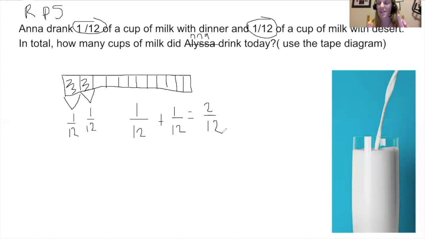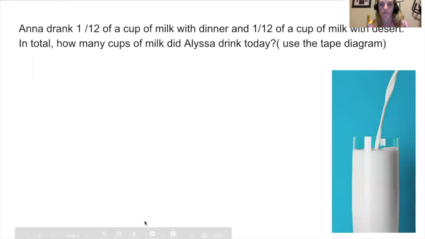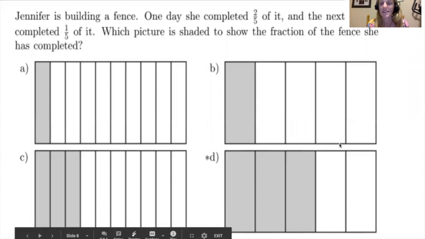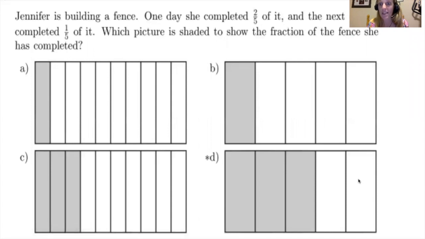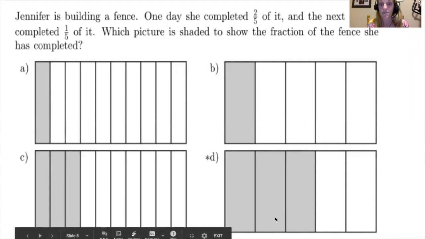Great, so now we learned, guess what? We learned the pie diagram, we learned the tape diagram, and we used the number line, all 3 of the methods that we said we were going to learn. Let's try our last one. This is an example of what you might see on our state test. So let's check out what we did for today.